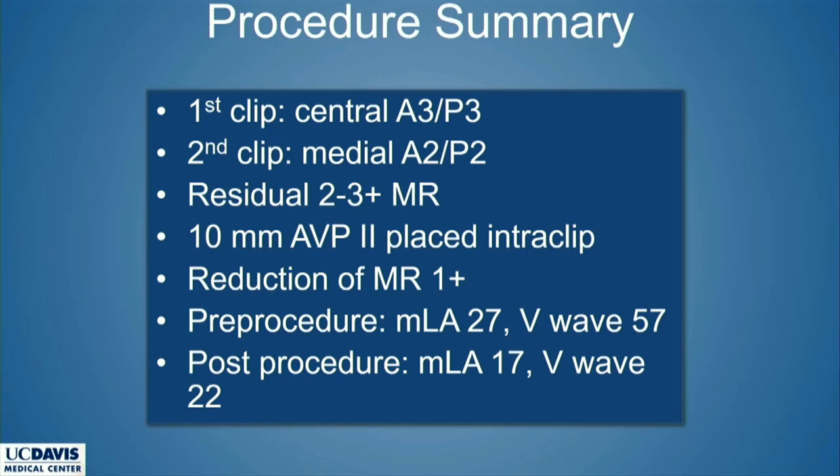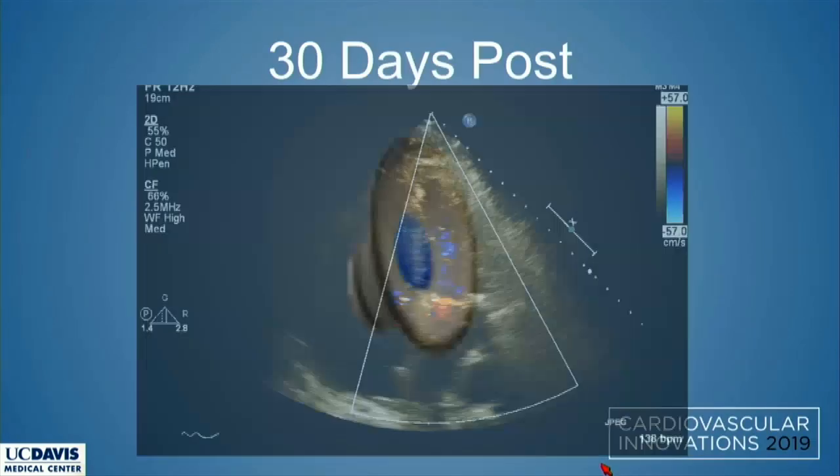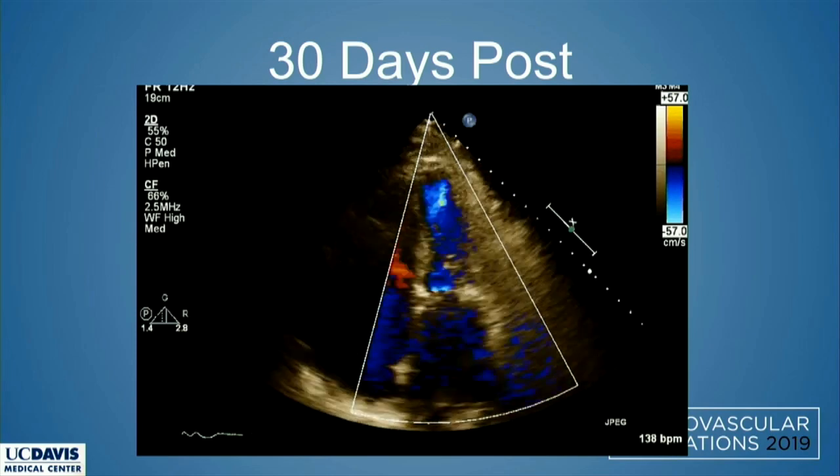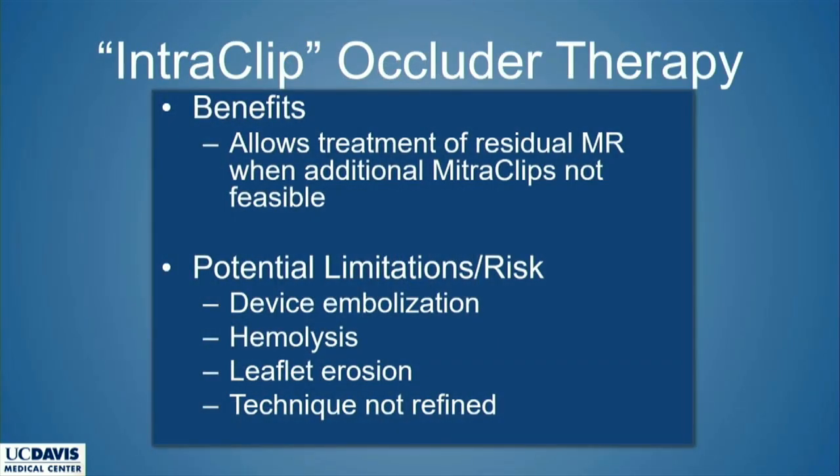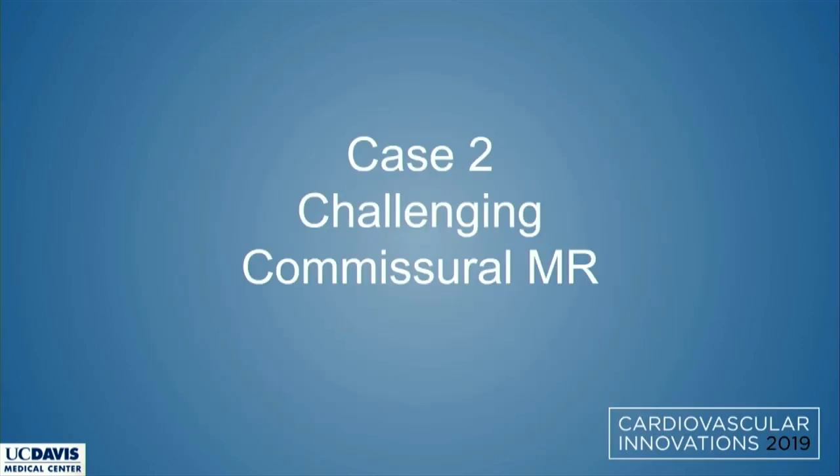So first we put the two clips in, the patient had residual MR 2 to 3 plus, we placed the AVP, MR went to 1 plus, and then a pretty profound hemodynamic result. And clinically the patient did pretty well on follow-up as well. So, it allows for treatment of residual MR when you talk about these occluder therapies. However, there are risks: embolization, hemolysis, leaflet erosion. And the technique, I think a lot of people do it differently. There is no standardization on which devices to use, how to size, and where to go. But again, it's a very difficult topic to study in a systematic manner.